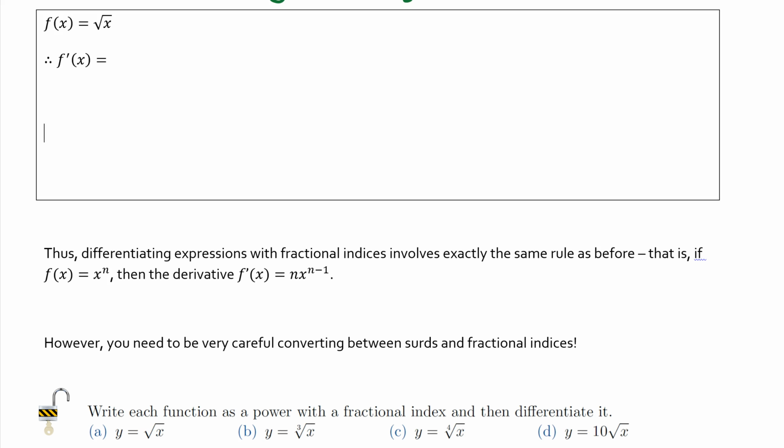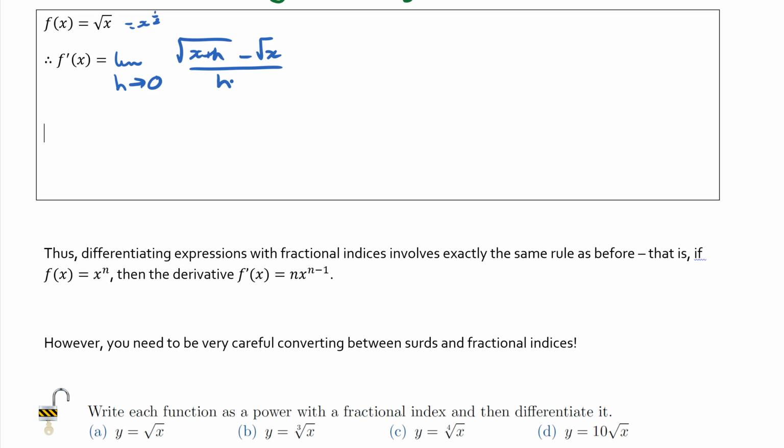Okay, so now what do we do with fractional indices, like f of x, which is root x, which we know is x to the half? So we're just in the process of checking our shortcut, basically. So we go back to first principles, and they say that we would want f of x plus h, which is square root of x plus h, minus f of x, over h.